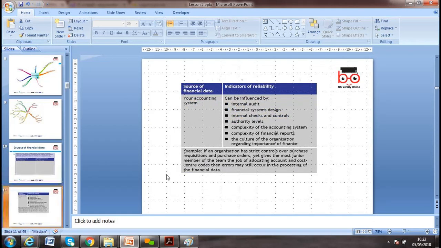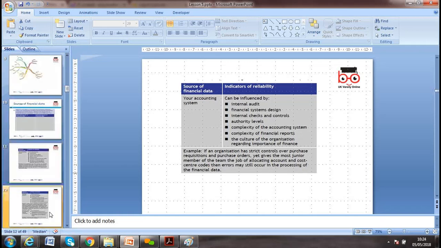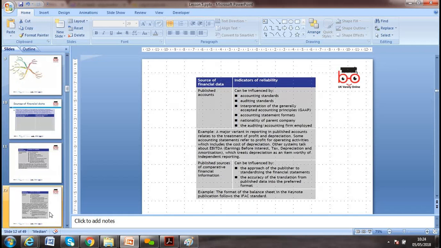So indicators of the reliability of financial data sources can be internal audit reports, financial system design, internal checks and control, authority levels, complexity of the accounting system, financial reports, and the culture within our organization. Yes. So we can look around these sources of financial data, and published accounts are also an indicator of the reliability of the data. On the basis of this, we can make various types of decisions.